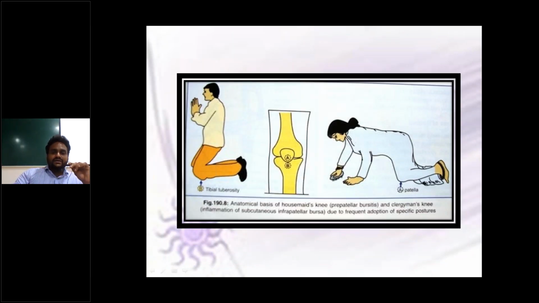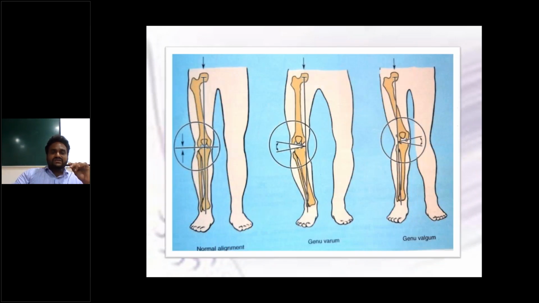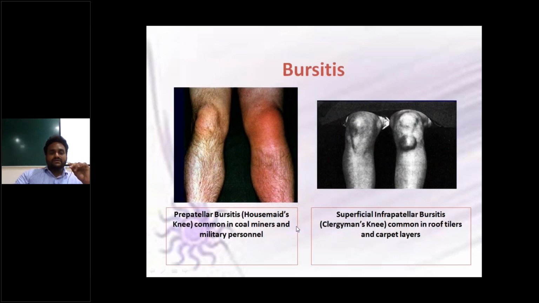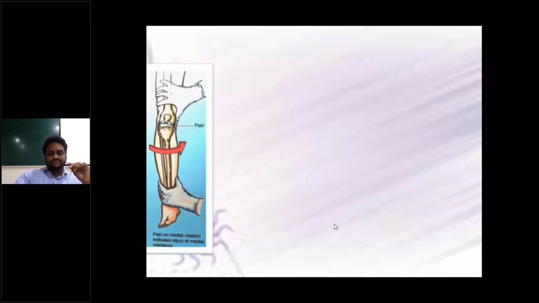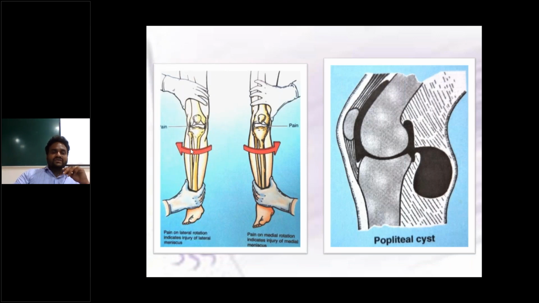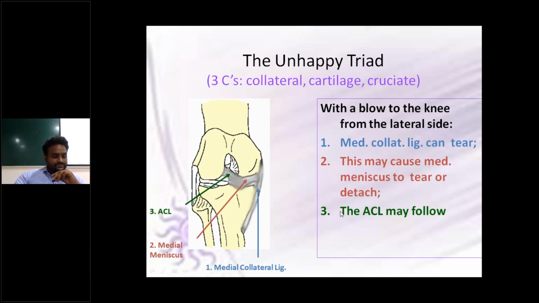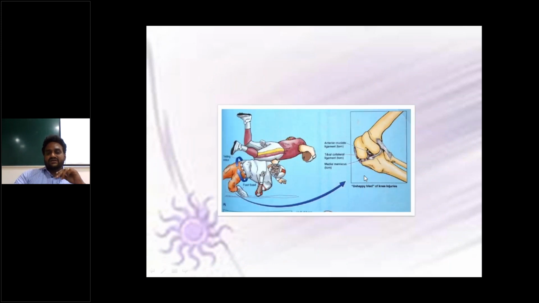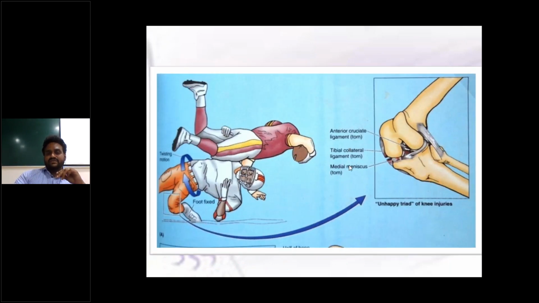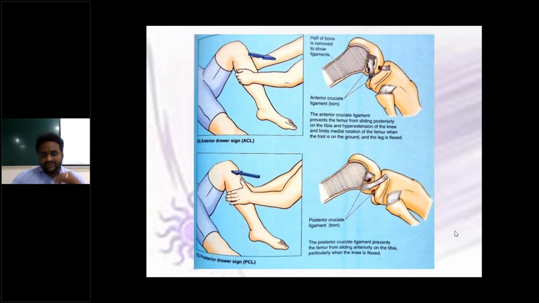So in the applied anatomy, the main important ones are osteoarthritis and genu varum and genu valgum, mainly housemaid's knee. This is the short notes question. Then involvement of the cruciate ligaments and popliteal cyst, and unhappy triad, in which we can see the involvement of three structures: anterior cruciate ligament, tibial collateral ligament, and medial meniscus. So this is about the knee joint.